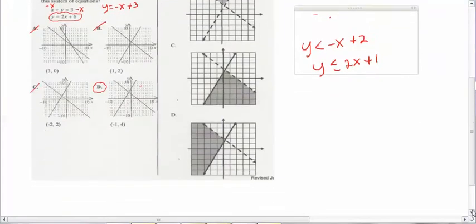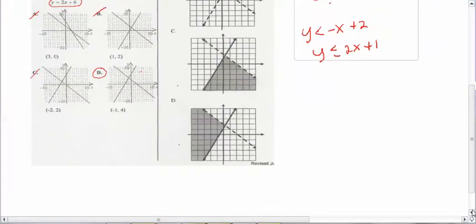Okay, so now here's my negative slope right here. Right here's my negative slope. Right? This is a negative slope. It's dashed, which is good. And here's a negative slope. That's dashed. There's the positive slope. Okay, so these two, they look the same.